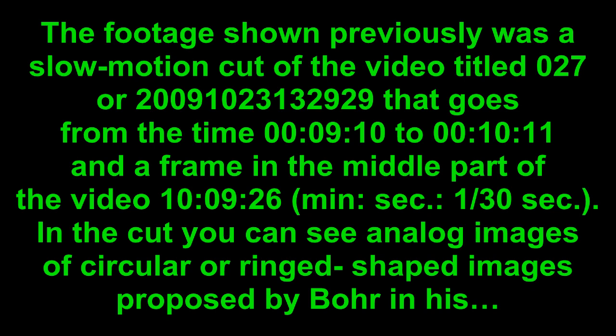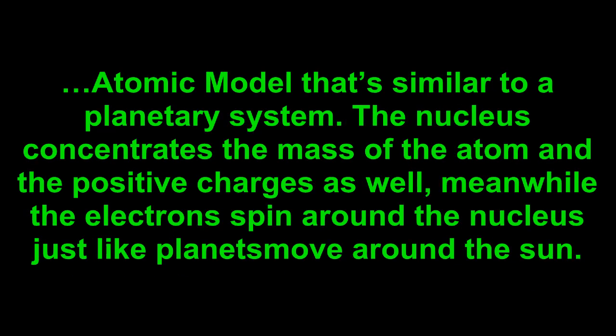In the cut you can see analog images of circular or ring-shaped images proposed by Bohr in his atomic model that's similar to a planetary system. The nucleus concentrates the mass of the atom and the positive charges as well. Meanwhile, the electrons spin around the nucleus just like planets move around the sun.